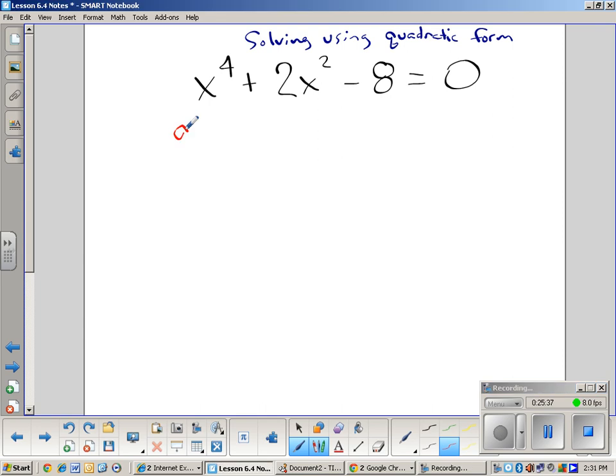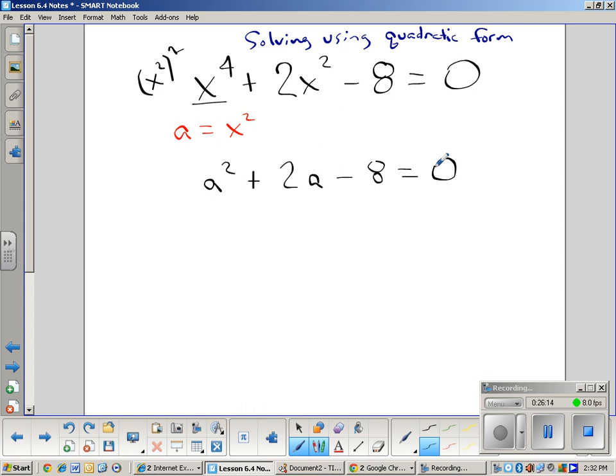So I'm just going to say, let's say a is equal to x squared. If a is equal to x squared, then what is this going to be written as? x squared, a squared, right? Yeah. Because x to the fourth is really x squared squared. And so this is going to be a squared plus 2a minus 8 equals 0. Do you agree with that? Yeah.